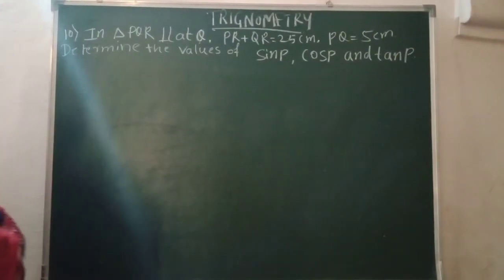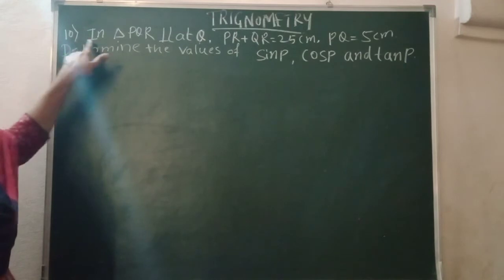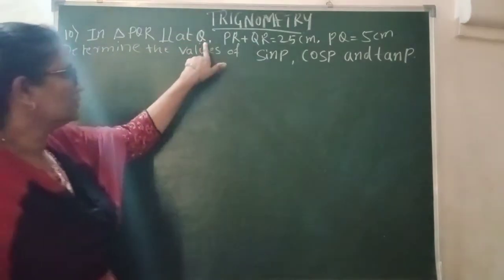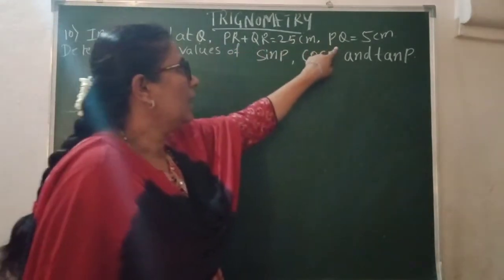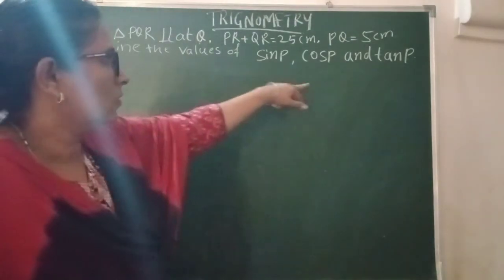Hello students, continuing with the trigonometry sums. So the next question is something like this one. In triangle PQR, right angle at Q. The question is: PR plus QR is equal to 25 centimeter and PQ is equal to 5 centimeter. Determine the values of sin P, cos P and tan P.